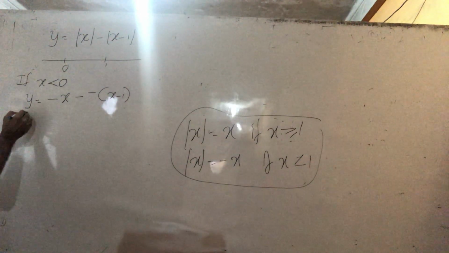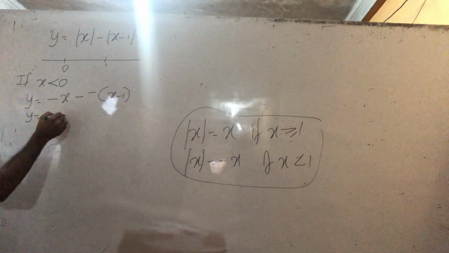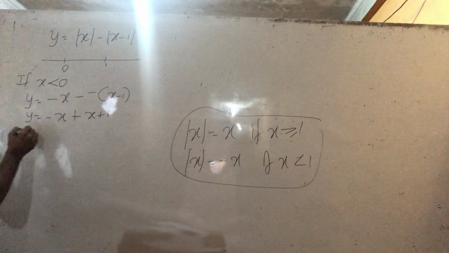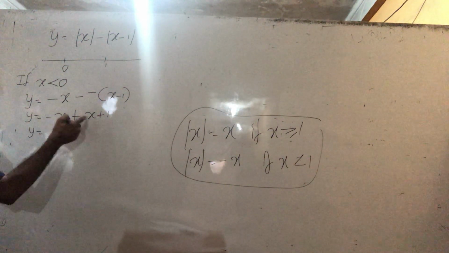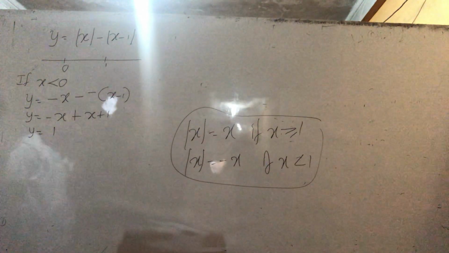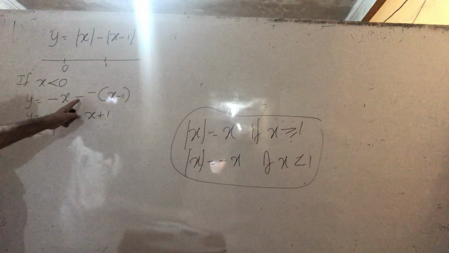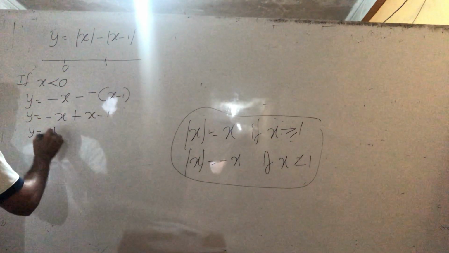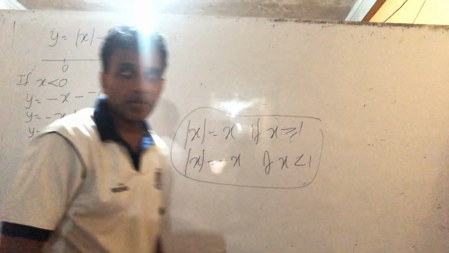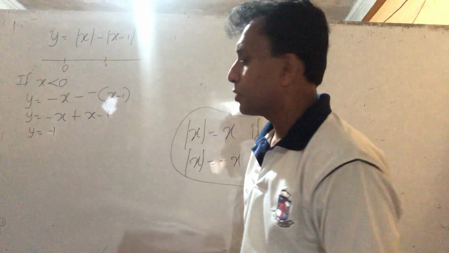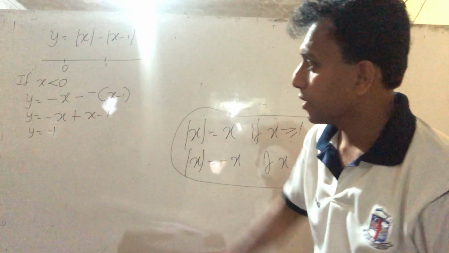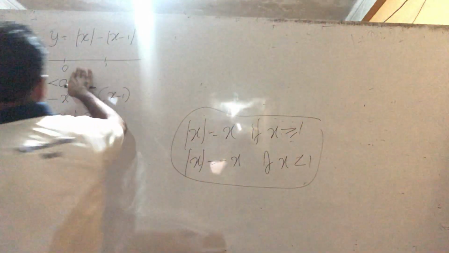Okay, that. So y equal minus x minus minus plus x plus 1. So if you check, what happened? y equal 1. Is it okay? y equal plus minus 1 minus 1 plus, y equal minus 1. If the x less than 0, the graph portion is y equal minus 1 form.